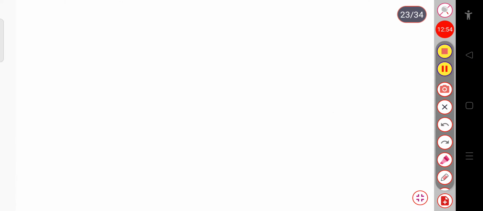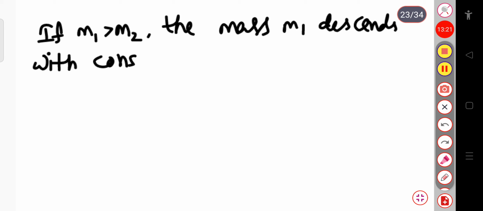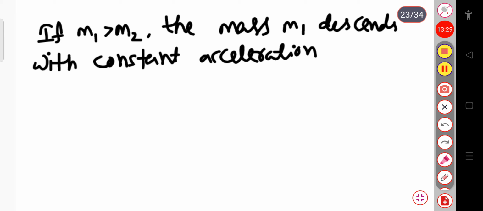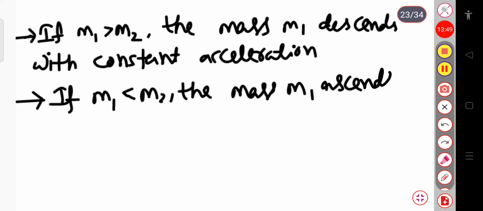So here you can write, if m1 is greater than m2, then the mass m1 descends with constant acceleration, and if m1 is less than m2, then the mass m1 ascends with constant acceleration.